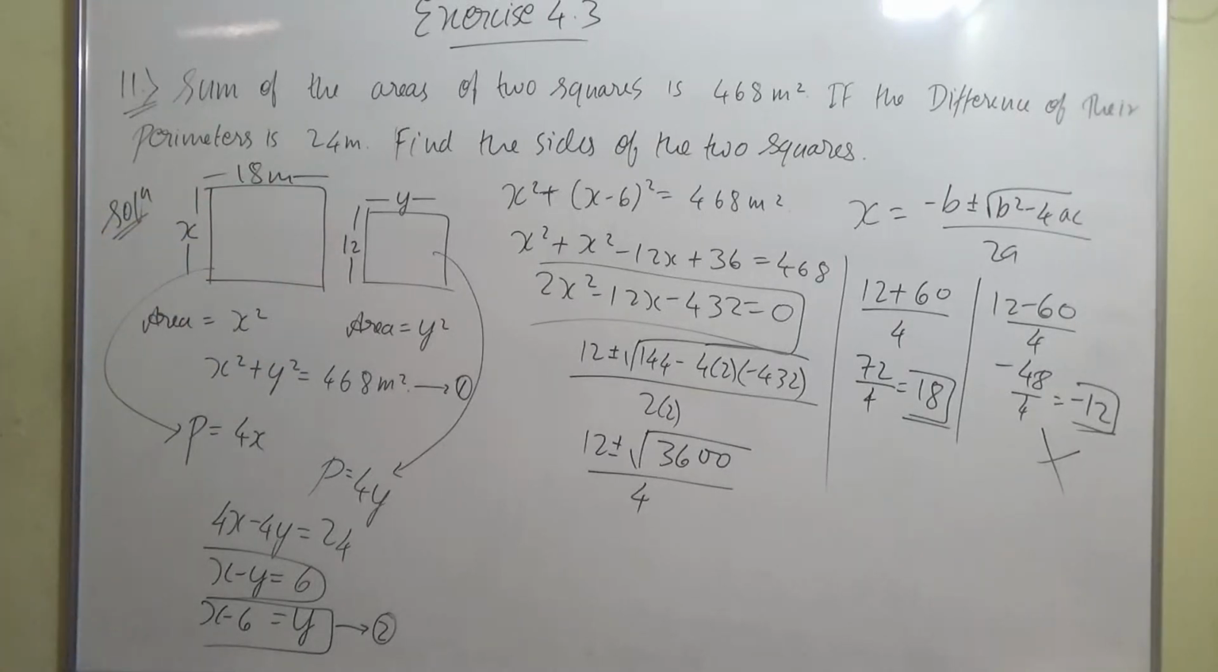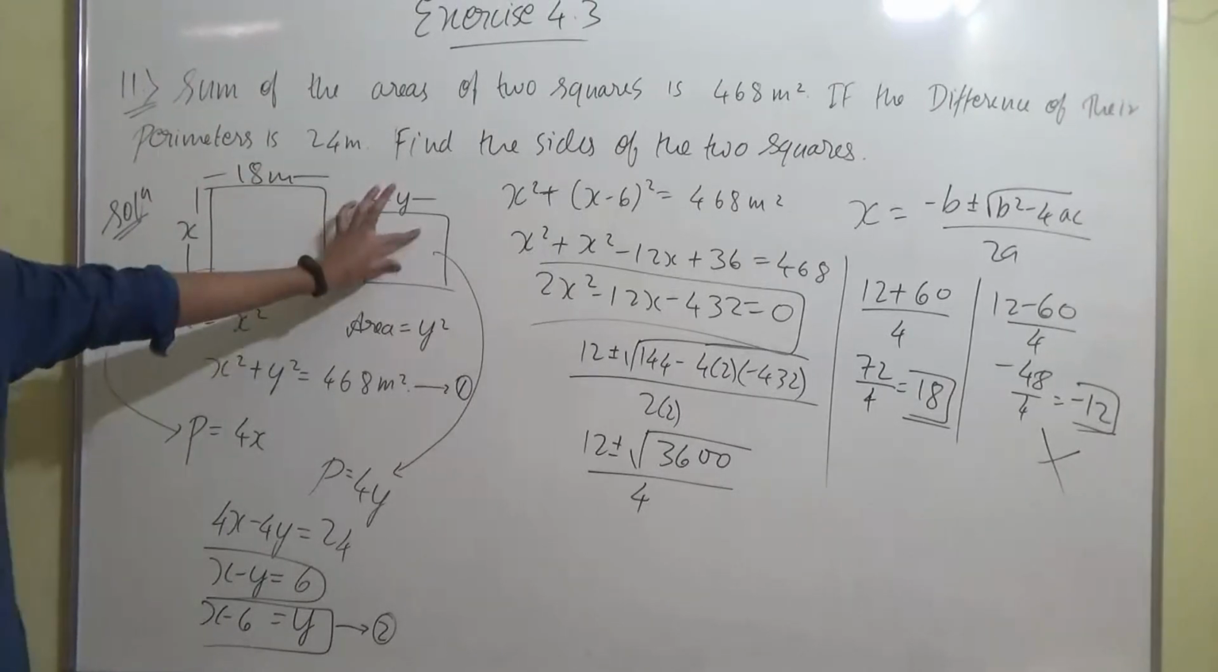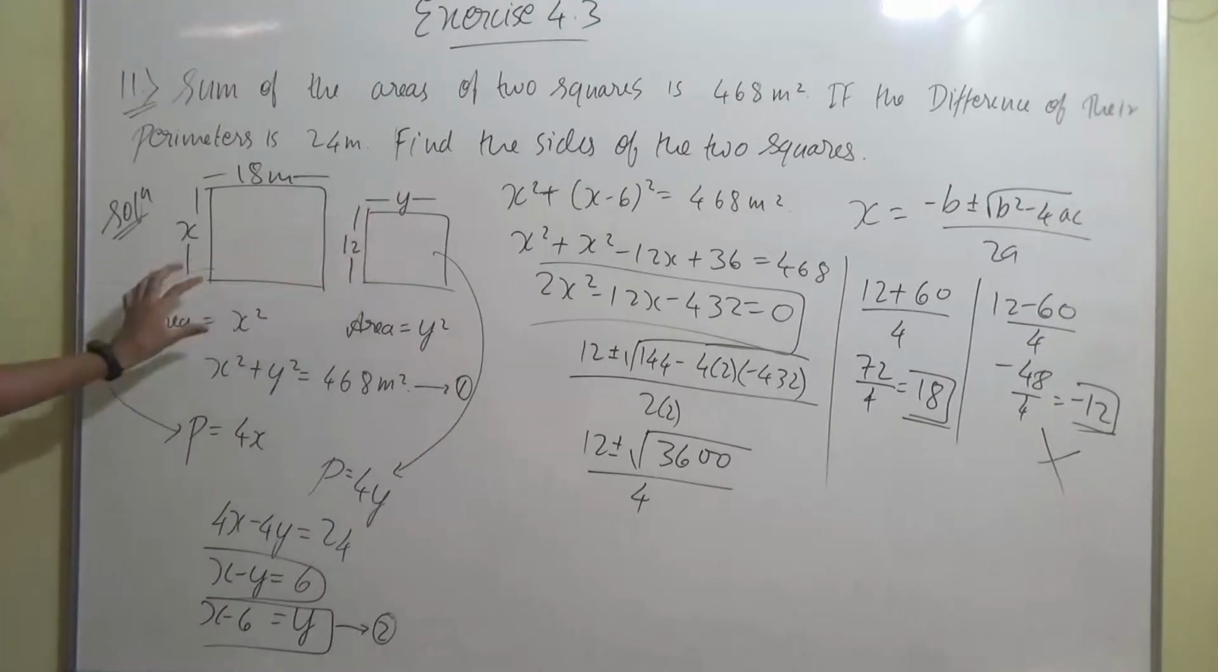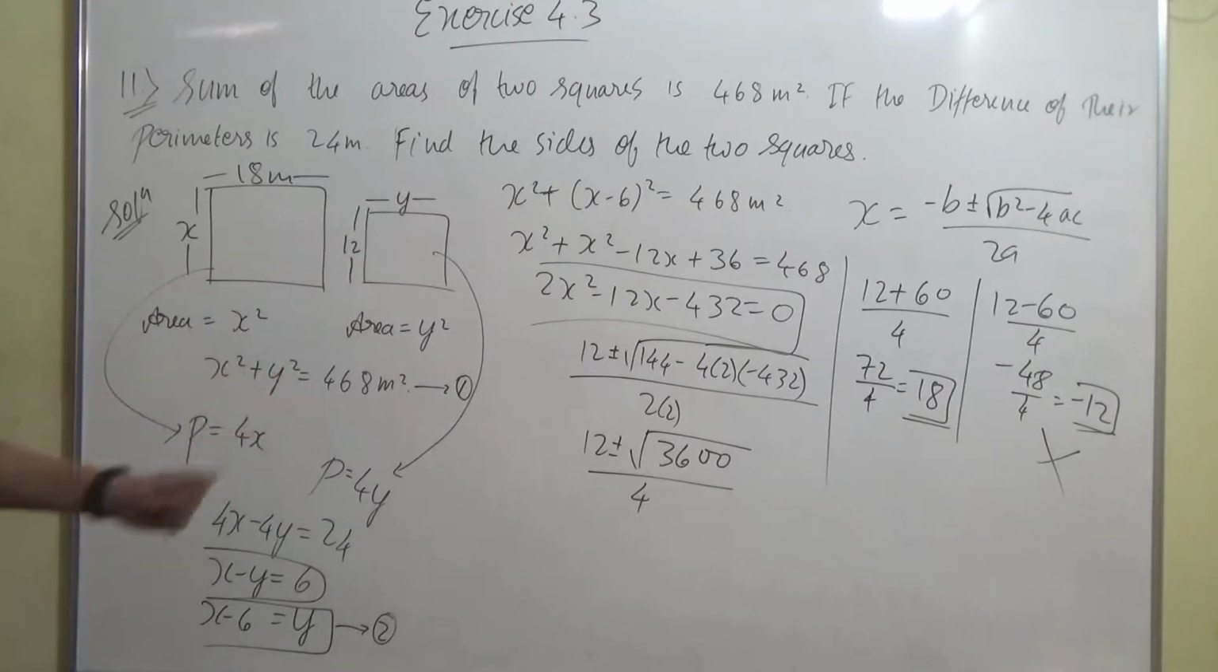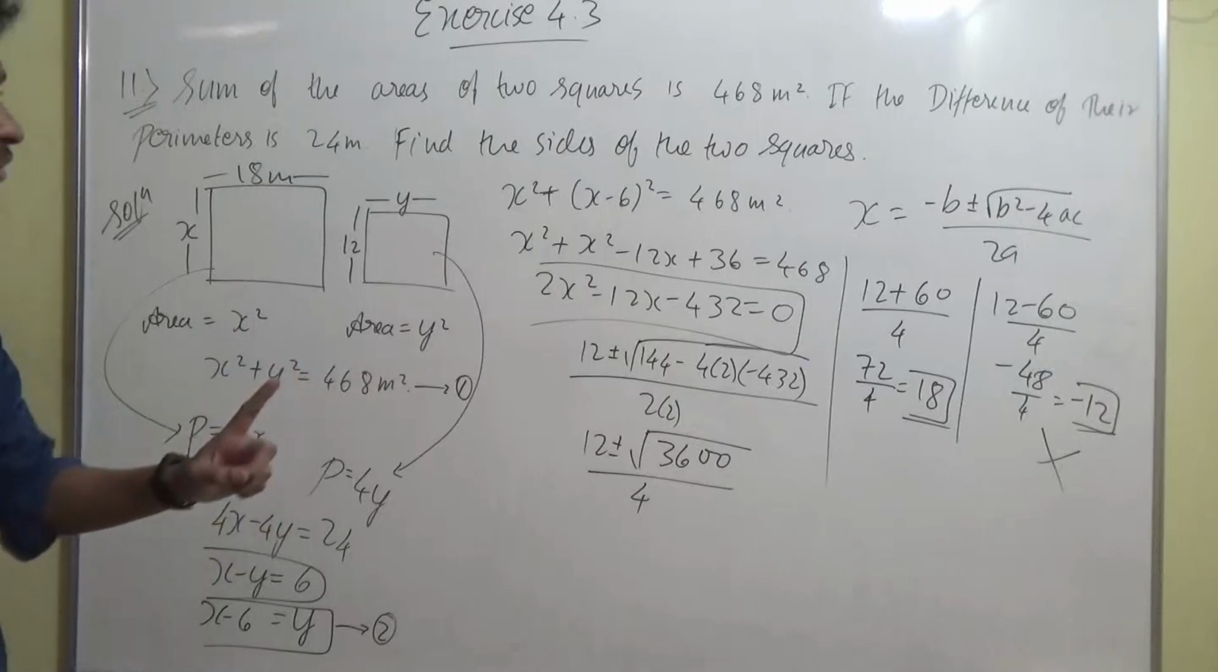So what did we do in this question, guys? We took the given conditions and made them into mathematical equations. They said the sum of the areas of two squares is 468. So what is the area of this square? That is x squared. And what is the area of this square? We assumed it to be y squared. So the sum of the areas means x squared plus y squared equals 468. That we got as the first equation.